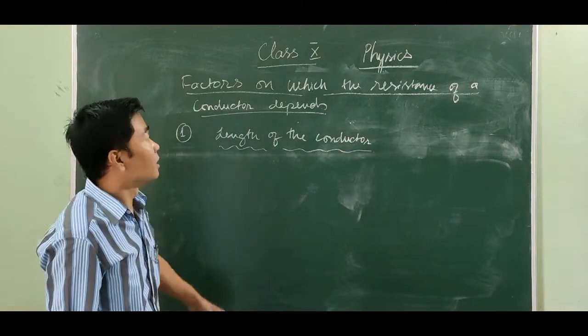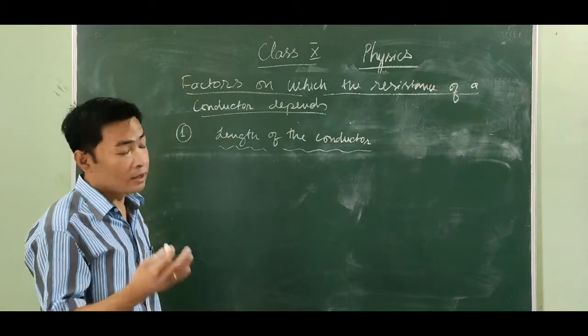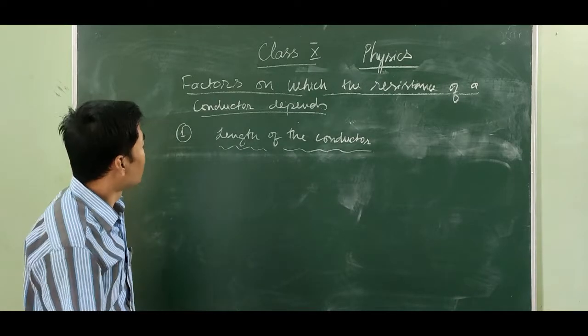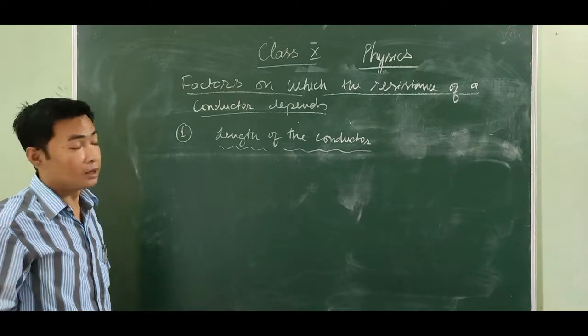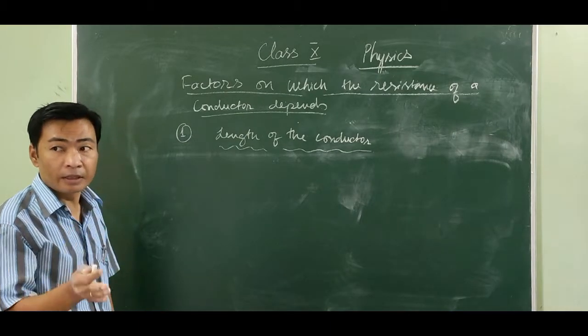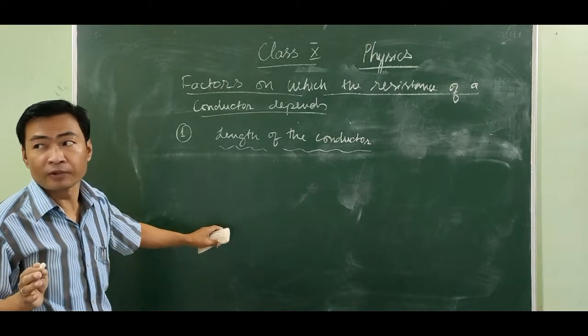So what do you understand by this? Factors on which the resistance of a conductor depends. It means, what is the resistance of a conductor? There are different types of conductors. We have copper wire, aluminum wire. So what is the resistance of all these conductors? It depends on some factors.